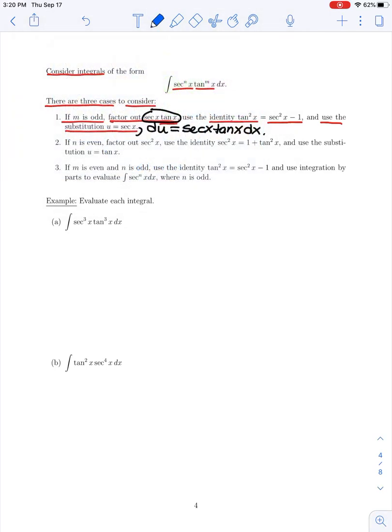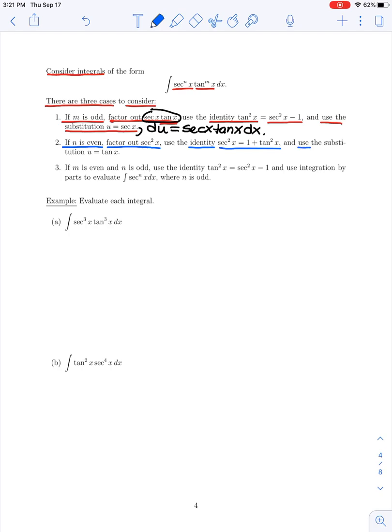Now, our next case is if n is even. That is, if the power of secant is even, then we're going to factor out a secant squared x. So if I had an even power of secant and I factor out a secant squared x, I'm only left with even powers of secant. And I'm going to make use of the identity that secant squared x is equal to 1 plus tangent squared x, in order to rewrite all of the even terms involving secant in terms of tangent.